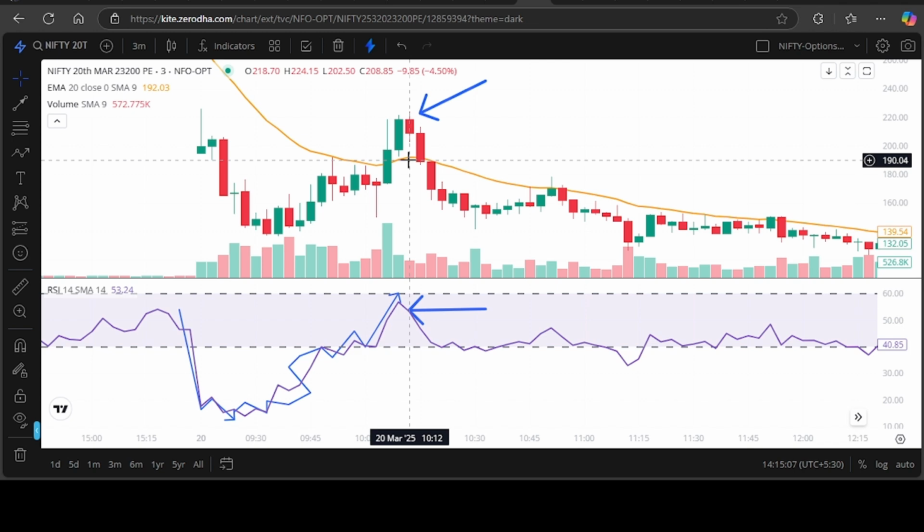The good part about this candle is the lower limit, I mean the low of the candle is 202. The high of the candle is 224. That means it's almost a 22 point difference, right? So in case you lose on this trade, you will lose 22 points, or you can also take the opening of the candle as your stop loss, right?